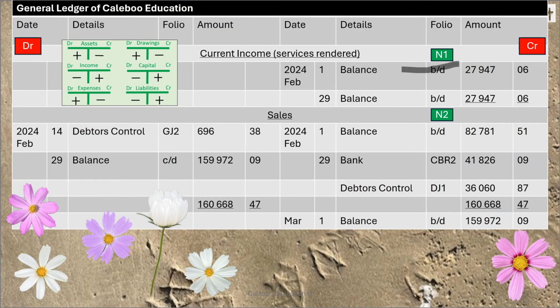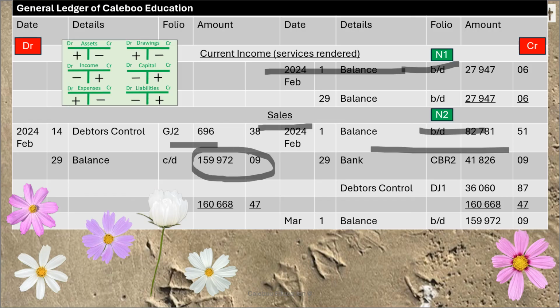Now we get on to the N accounts, nominal accounts, income and expense accounts. We render a service and we also sell digital products. And there you can see the sales account has been balanced. We have the credit side and the debit side, the difference between the two sides, and that results in the balance brought down on the first day of the next month, 159,972 and 9 cents. That's my sales for the month.